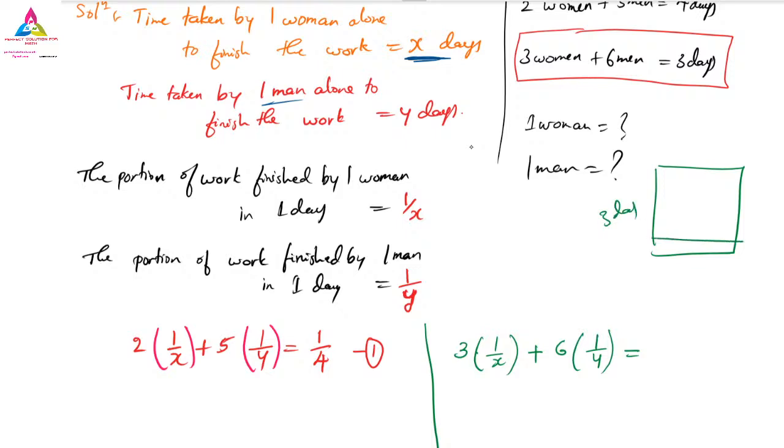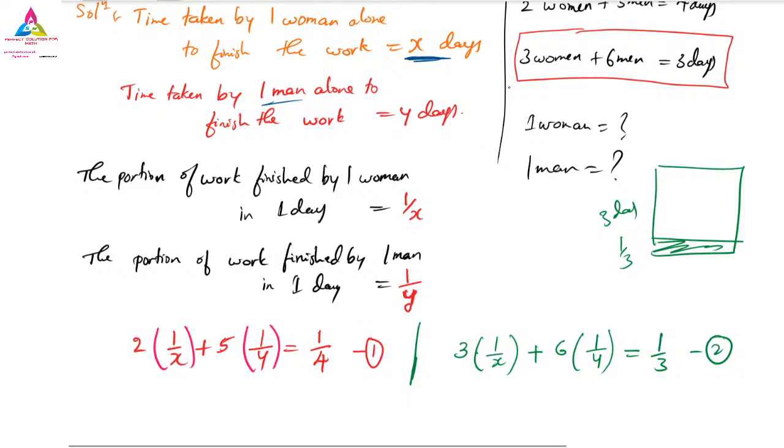So in one day how much will they finish? 1/3, so 1 by 3. This is our equation number 2. So these are the two equations we have found. Now we have to find the answer using the same method, reducible linear equations. That is the form we have, and in that form we have to write.